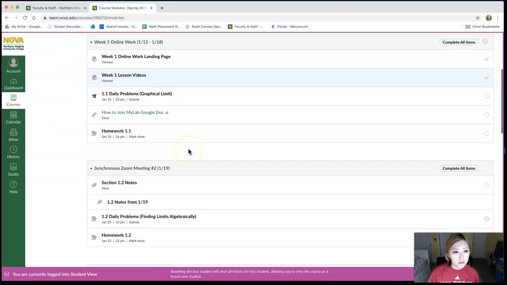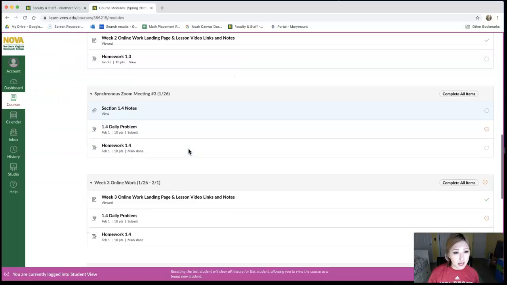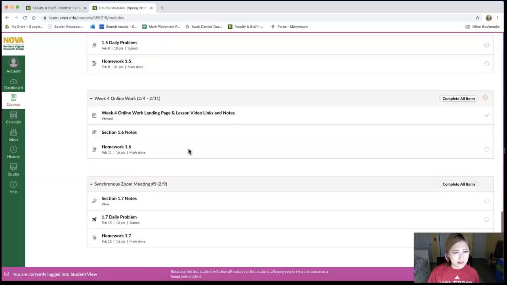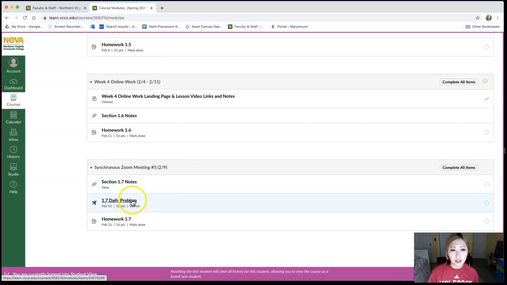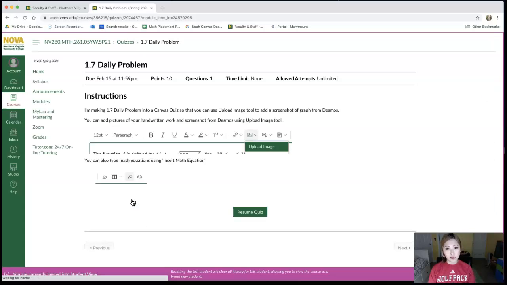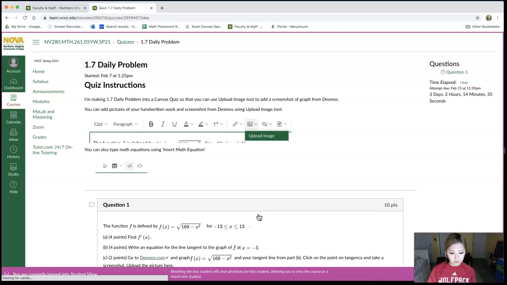So I'm going to come down here and open the 1.7 daily problem. I'll click into it and it's a quiz, so I'll click on resume quiz. I've got my notepad up here so that I can do the work. It says I'm making the 1.7 daily problem into a Canvas quiz so that you can use the upload image tool to add a screenshot of a graph from Desmos. You can add pictures of your handwritten work and screenshots from Desmos using the upload image tool.